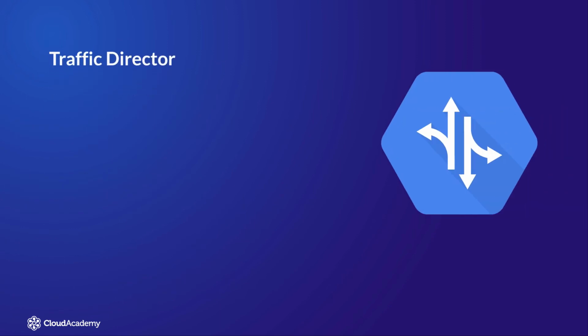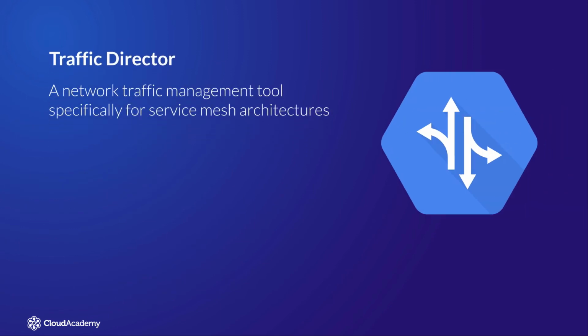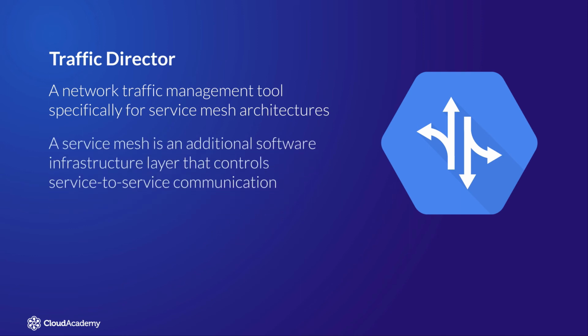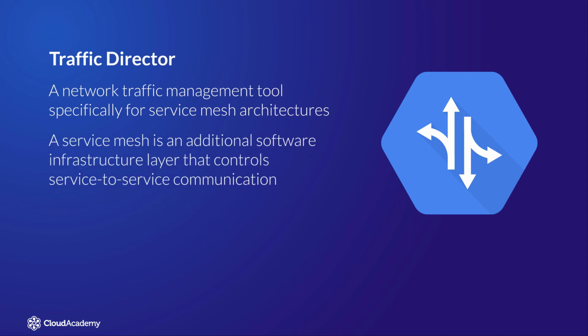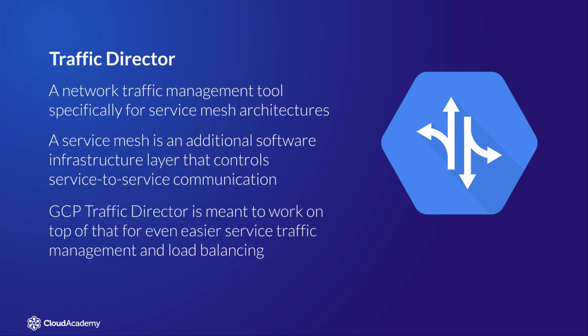Now, Traffic Director. This is a network traffic management tool specifically for service mesh architectures. Now, the term service mesh may not be familiar to everyone, so, basic summary. A service mesh is an additional software infrastructure layer that controls service-to-service communication. Now, this is only relevant when you have a microservice cloud architecture with many different small software services communicating with each other. Tools like Lyft's Envoy Proxy are an example of a service mesh product. GCP Traffic Director is meant to work on top of that for even easier service traffic management and load balancing.